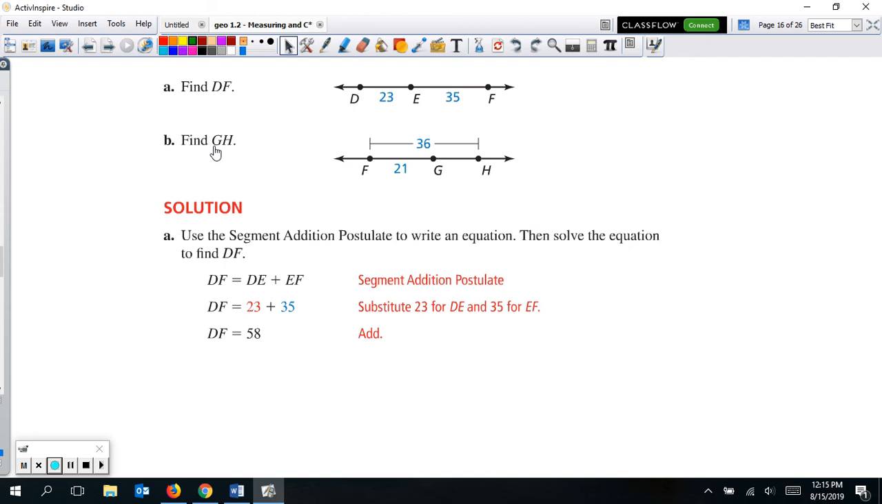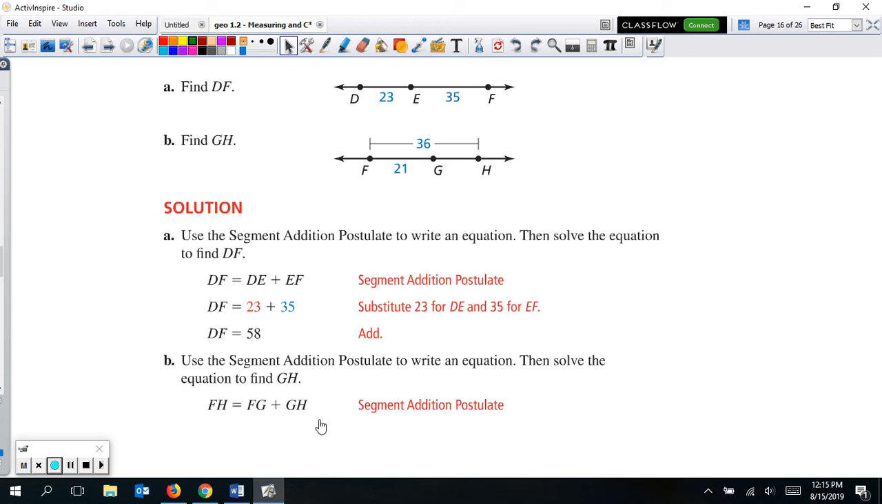And this one says find GH. Well, GH is this little portion. You're told the entire segment FH is 36. This part's 21. So again, it's like a little equation you're going to build here, where FH, the entire thing, will equal FG plus GH. Now you know FH is 36 and you know FG is 21, so you fill those in. And GH now is kind of like your variable. You can think of that like an X right there. Just subtract 21 and you found GH is 15.